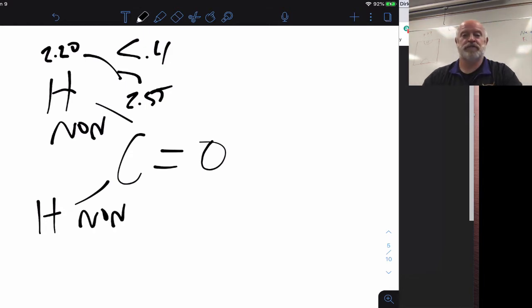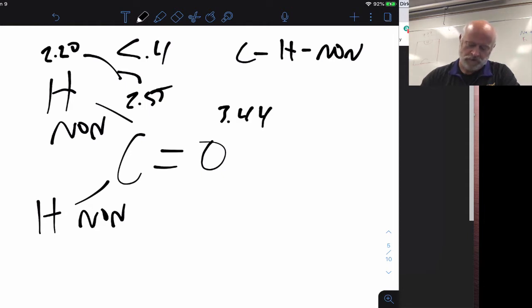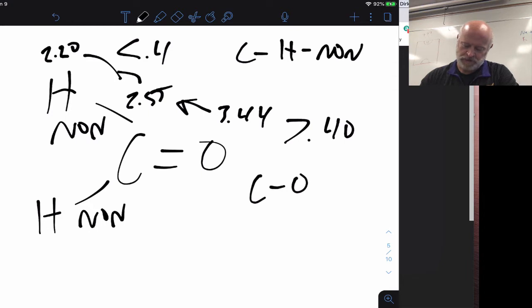So there's no polarity difference really there. Now there's some polarity difference, but not enough to see a shift in the electrons. So these are non-polar bonds. So the carbon to hydrogen bond here is non-polar. However, oxygen has electronegativity of 3.44. So 3.44 and 2.55, that is greater than 0.4. So the carbon to oxygen bond is polar. So we do see a difference there.